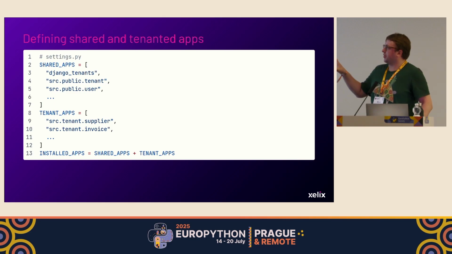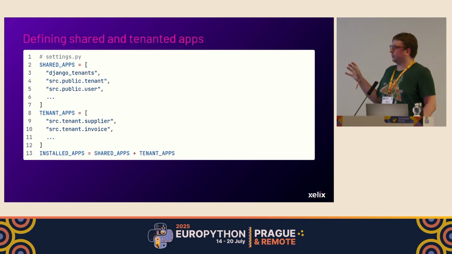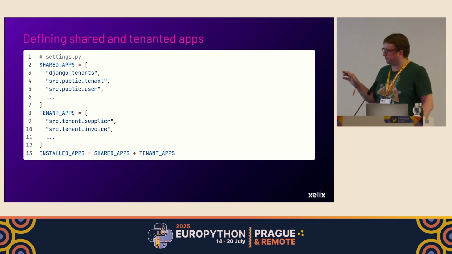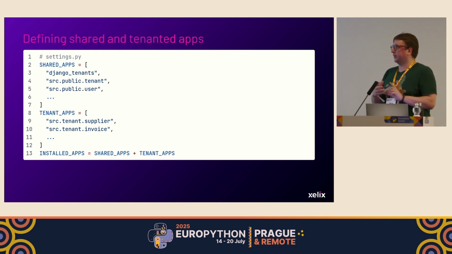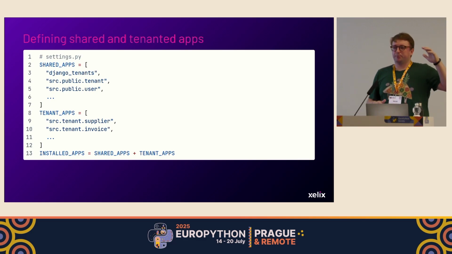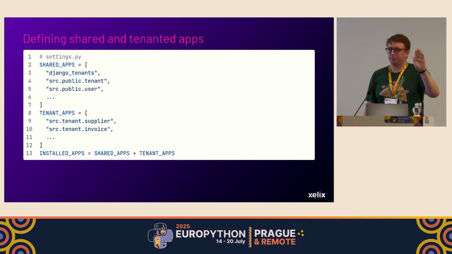To define which apps are shared and which are tenanted, you use these two new settings, shared apps and tenant apps. And you can see that in shared apps, we've got the list of tenants and list of users is shared, and the supplier invoices are in tenanted apps. I really like separating in the structure of the repository which of the apps are public and which are the tenanted, so you can see immediately which are which. So I've got this little public and tenant in there. And finally, you just combine it in the installed apps.